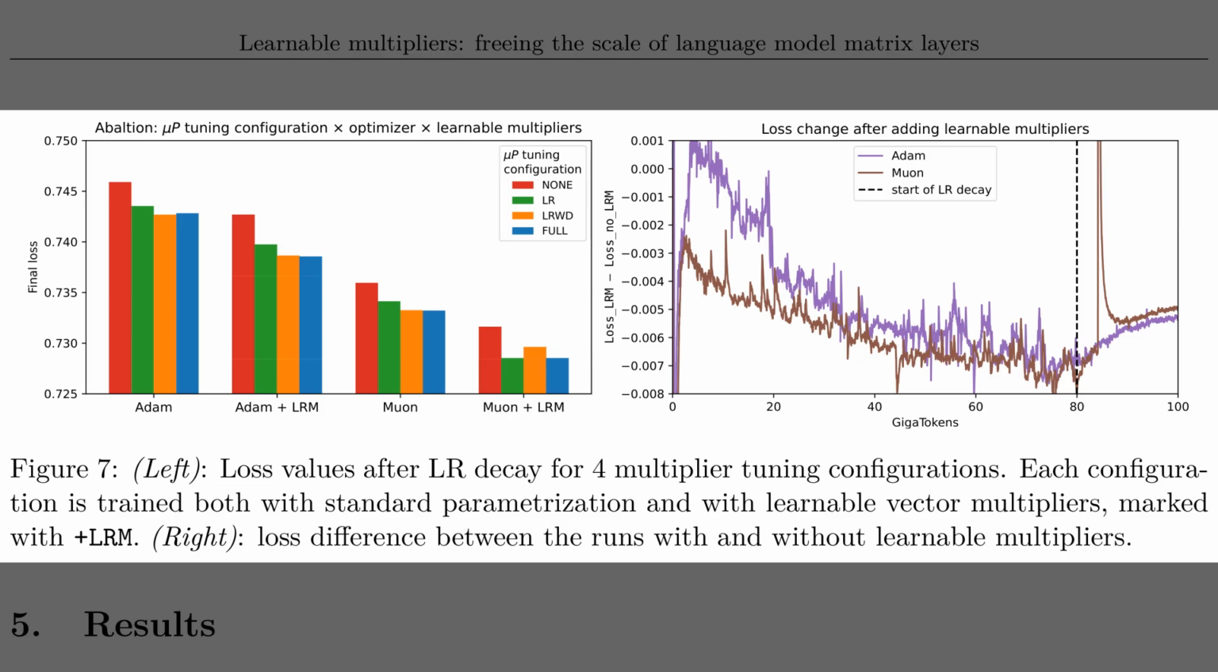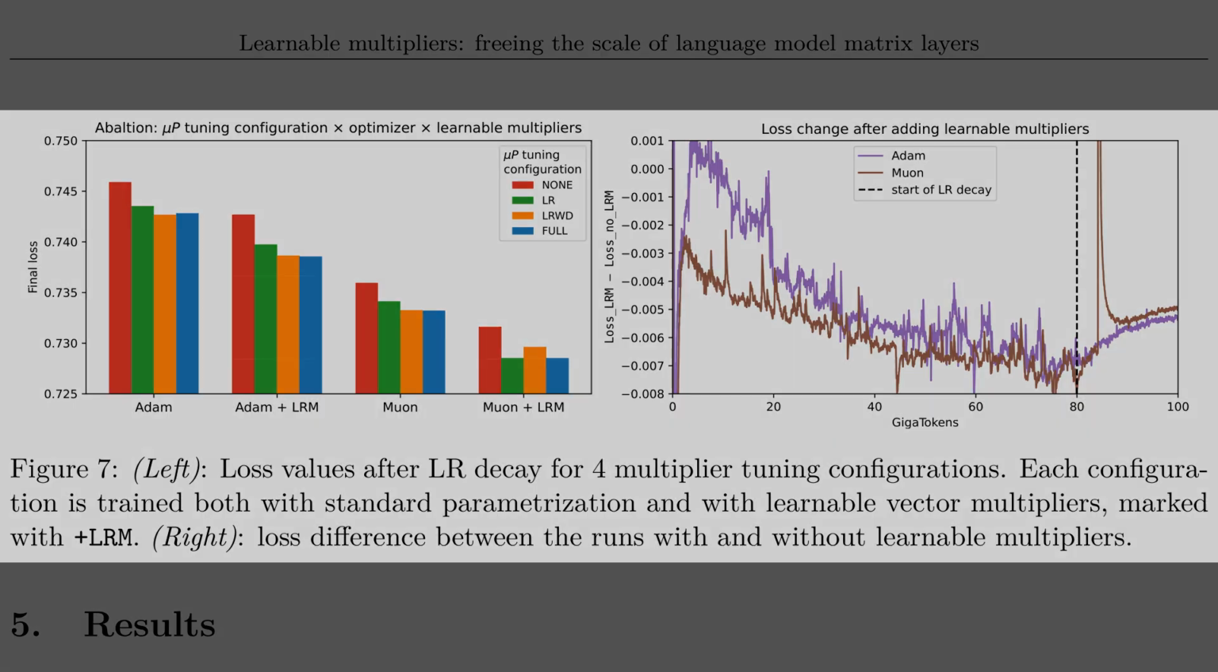What is especially interesting is the green bars within the LRM groups. They show that simply tuning the learning rate is enough to match the performance of the fully tuned blue bars. This implies that learnable multipliers automate the tedious work of tuning forward and weight decay parameters. Finally, the graph on the right tracks the loss difference over time. Since the values stay negative throughout training, it confirms that adding these multipliers yields a consistent improvement in learning efficiency.